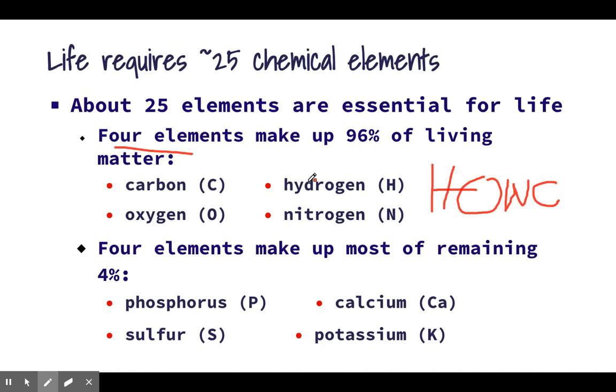Okay, there are other elements that also help make up the remaining 4%, and that's going to be phosphorus, sulfur, calcium, and potassium. All of these elements are used to build us. So calcium, if you recall, we find in our bones.